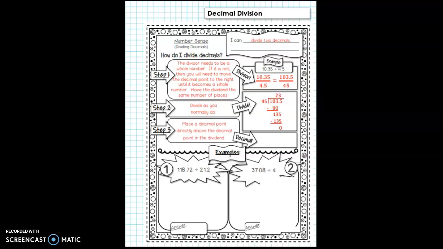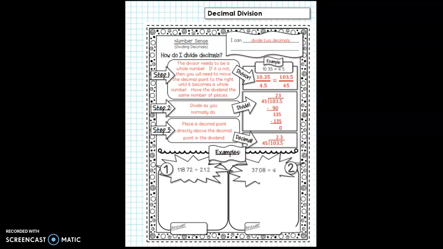However, you need to place a decimal point directly above the decimal point in the dividend. So because our decimal is between the 3 and the 5, it would then go between the 2 and the 3. Our answer then is 2 3/10.